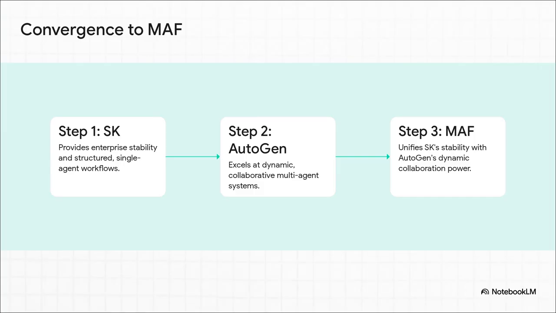So here is the big strategic play. Microsoft is basically taking two amazing things and putting them together. They're taking the rock-solid, enterprise-ready foundation of Semantic Kernel, and they're merging it with the super dynamic, collaborative, multi-agent power of another project called AutoGen. The result? A single, unified platform called the Microsoft Agent Framework, or MAF.